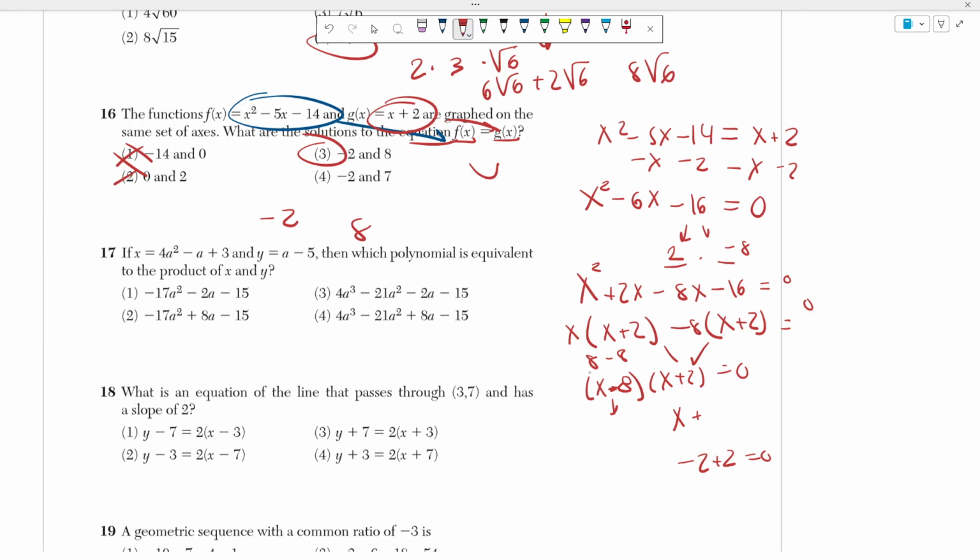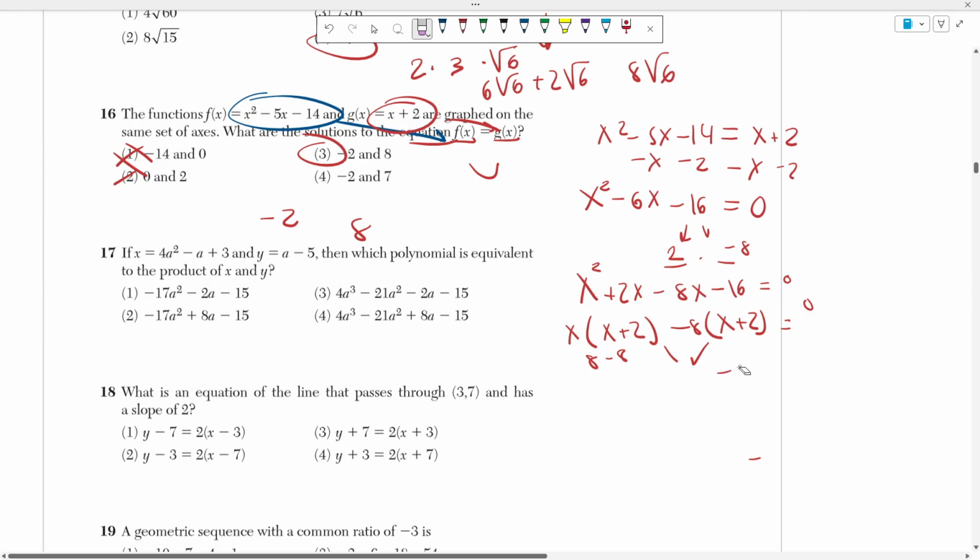Yeah, and this makes sense, right? Because if I were to plug in 8 for this, I would have 8 minus 8 times x plus 2. I have 0 times x plus 2, which is equal to 0, and the same thing if I plugged in negative 2. So that's how we find the solutions between these two. We set them equal to each other, then we combine like terms and make one side equal to 0, and we solve for the values that make that being equal to 0 true.